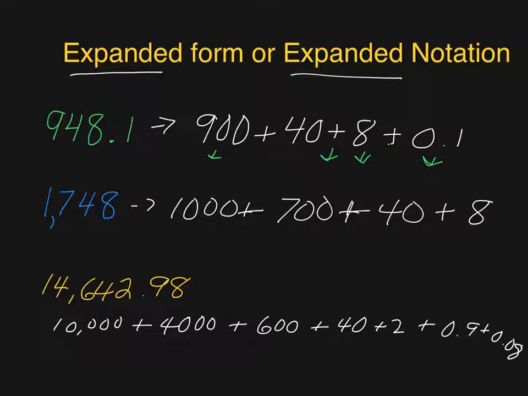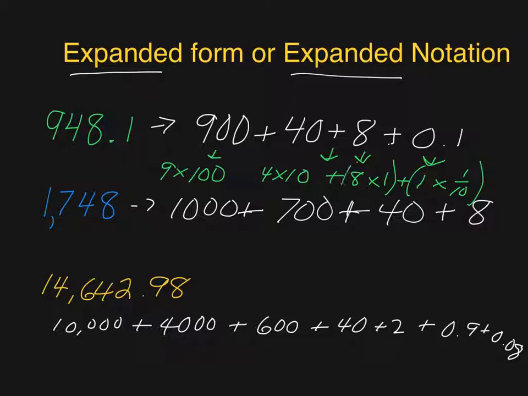So 900, we're going to break that down. That's really the same as saying 9 times 100. That means there are 9 hundreds. And 40 is really 4 tens, or 4 times 10. Then we move on to our 8. That means there are 8 times 1, or 8 ones. And lastly, it means there is 1/10. And sometimes we like to put parentheses around just so we can chunk everything together. And that is another way that we can show expanded form or expanded notation.